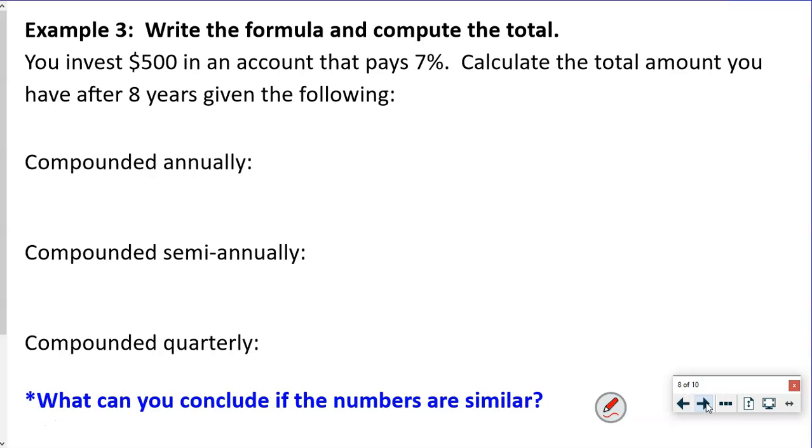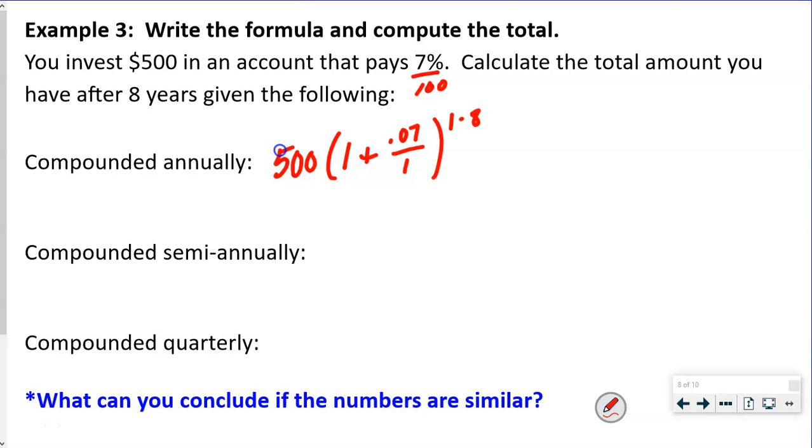All right, so first example here says, write the formula and complete the total. It says you invest $500 in an account that pays 7%. So our initial amount is going to be the 500. And this time we're going to do our 1 plus our rate of interest. Remember, we're dividing this by 100, so that's going to be 0.07, and we're going to divide that by 1 because it's compounded annually, and that's our N. And then we're going to do our 1 times 8 years, okay?